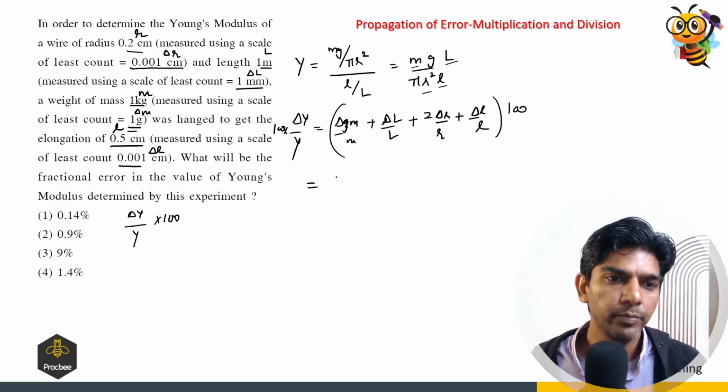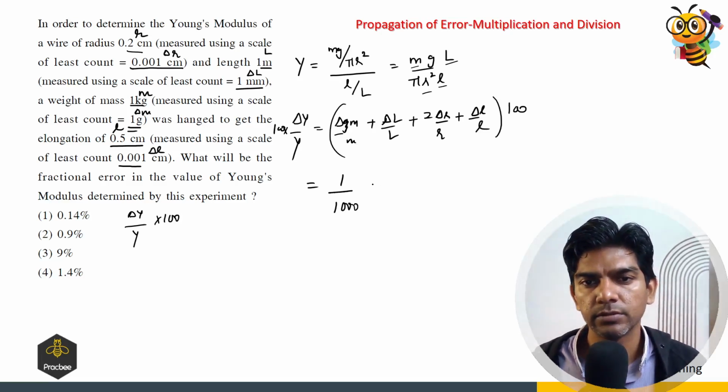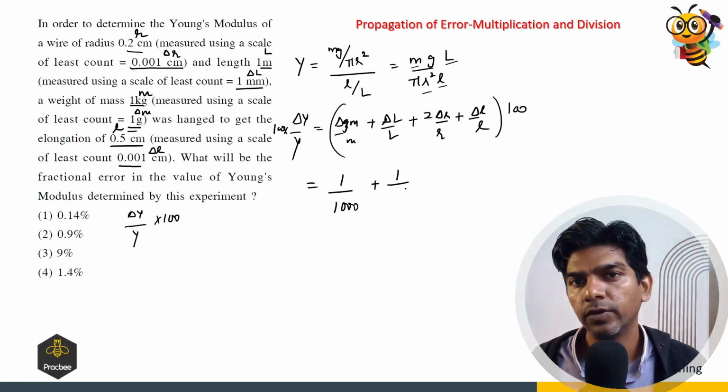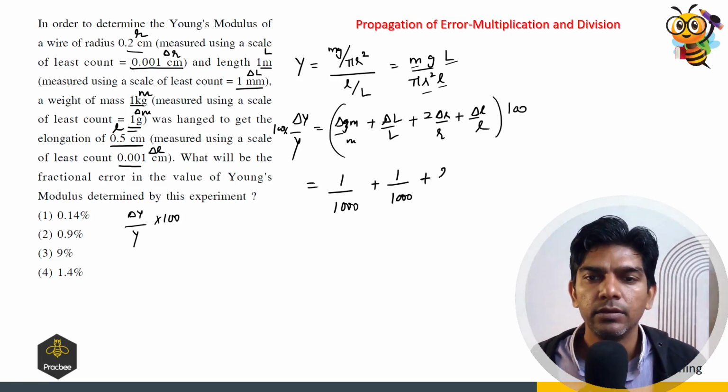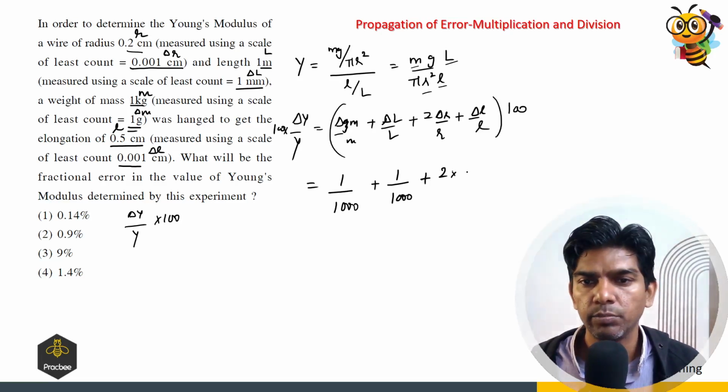So delta m by m. So delta m is 1 gram and m is 1 kilogram or 1000 grams. Delta L is 1 millimeter and L is 1 meter, or it can be written as 1000 millimeter. 2 times delta R. Delta R is given as 0.001 centimeter and R is given as 0.2 centimeter.